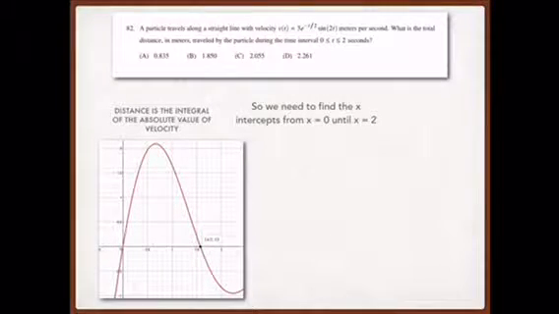From this graph, we see that from 0 to pi over 2, the whole graph is above the x-axis, but from pi over 2 until 2, it's under the x-axis. So we need to do the integration again, but reverse the sign after pi over 2.